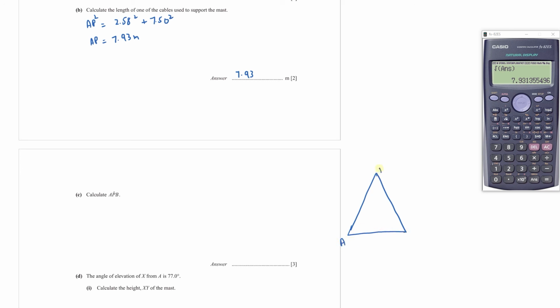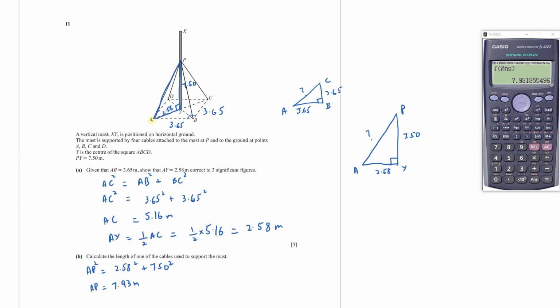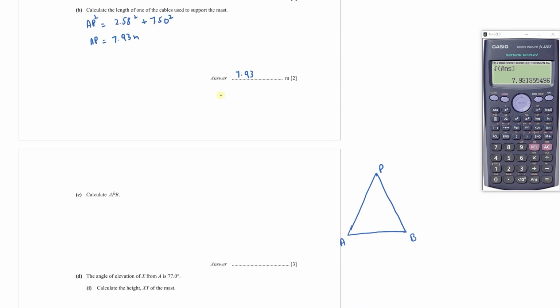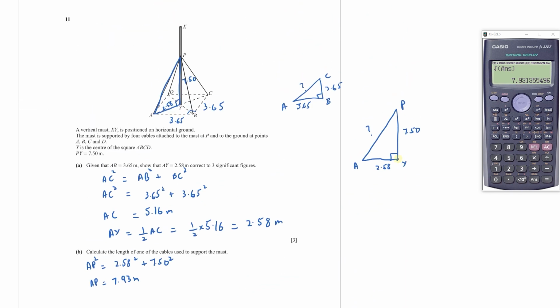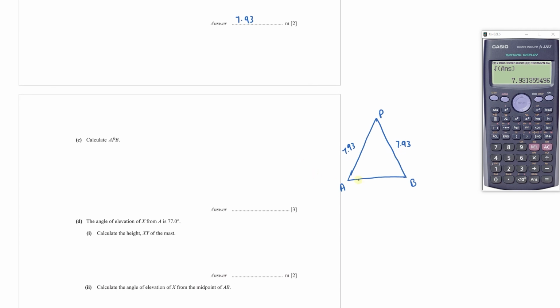So this is your triangle APB, which is this one, APB. This length AB is 3.65. AP and PB are the wires, so their length is 7.93. So this is 7.93, this is also 7.93, and AB was 3.65. And this is the angle that you need to calculate.